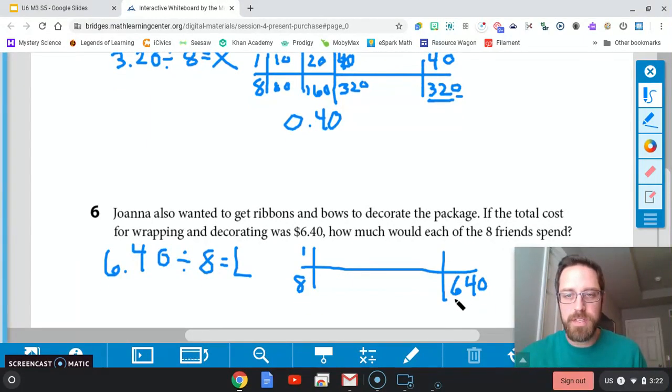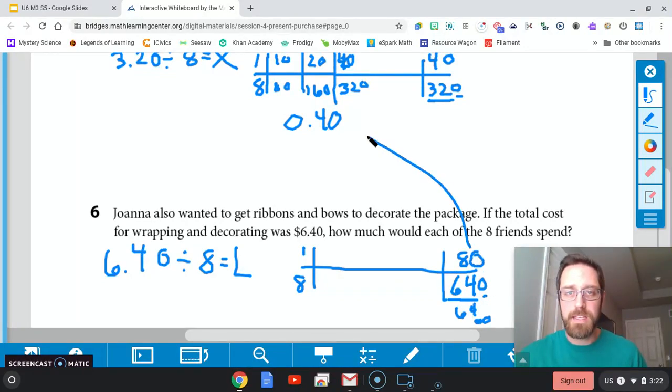Can an 8 go into a 6? Nope. So then I'm going to look at the first 2 place values. How many 8s can go into 64 without going over? Okay. Knowing your basic math facts, 8 times 8 is 64. And if that's 64, well, 64 minus 64 is 0. That's 0. And I have 0 left. So I have 1 place value left. So it's going to be 80.